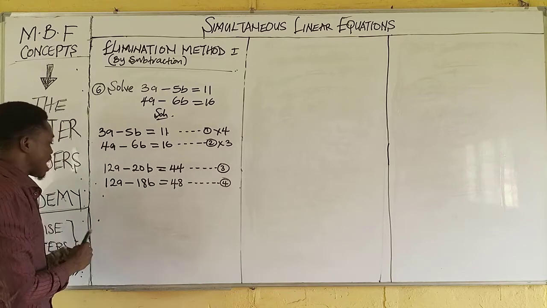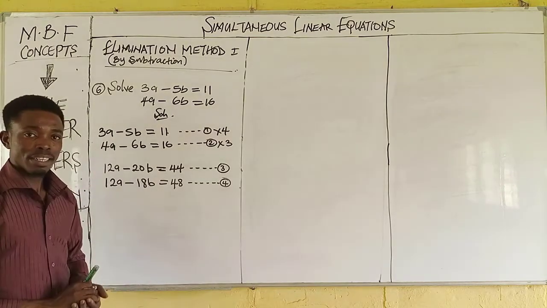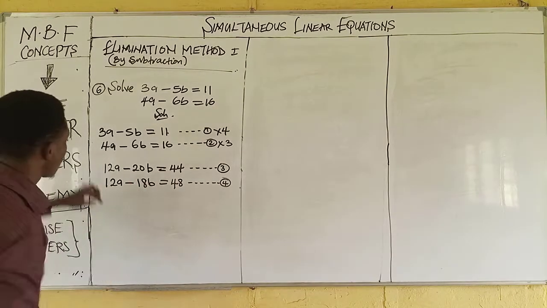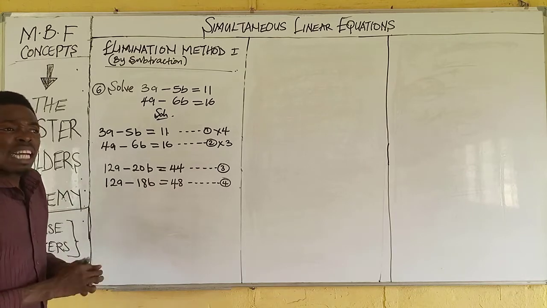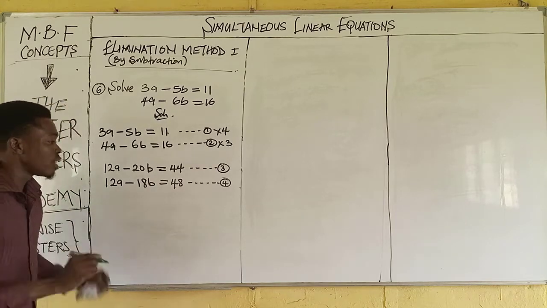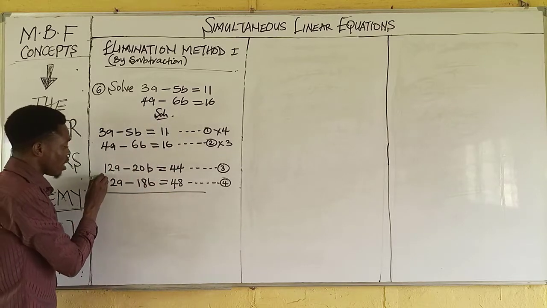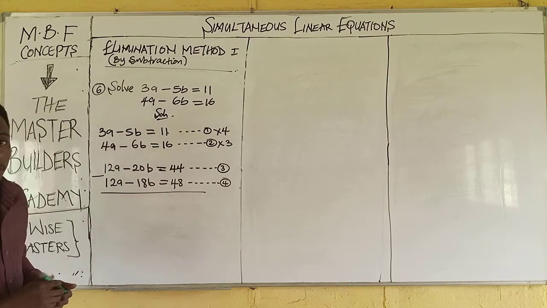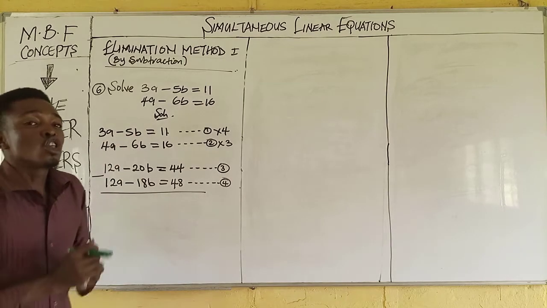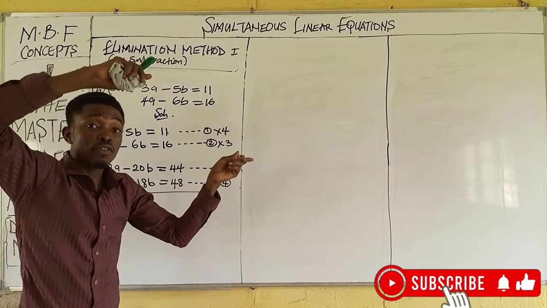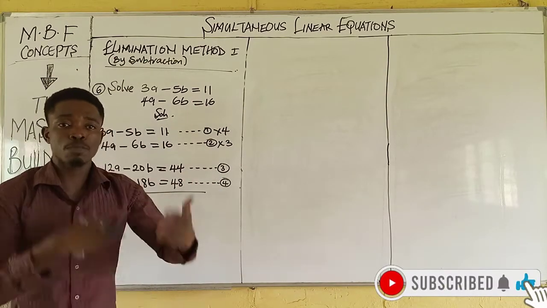Now, at this point, we have successfully made the coefficient of a the same in both equations, whereby we have 12a and 12a in both equations. So now that their coefficients are the same, all I need to do is to introduce the elimination line and also introduce the elimination sign. This elimination sign I just introduced now is an indication of subtracting equation 4 from equation 3. So we are going to be removing equation 4 from equation 3 with respect to their terms.